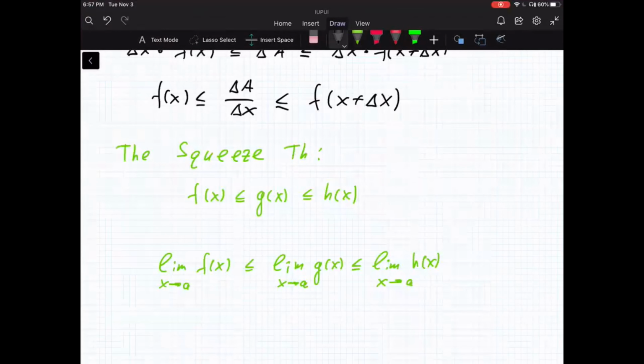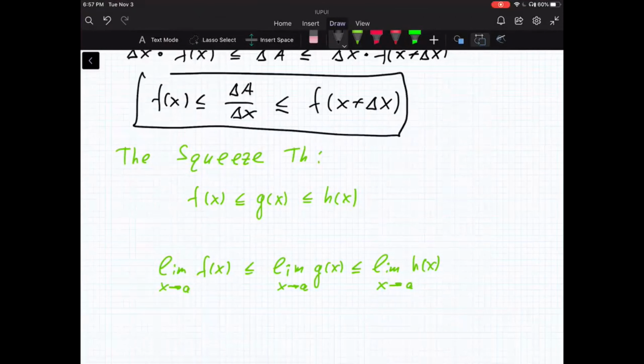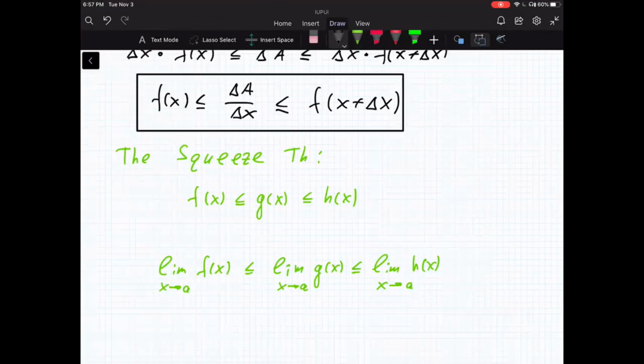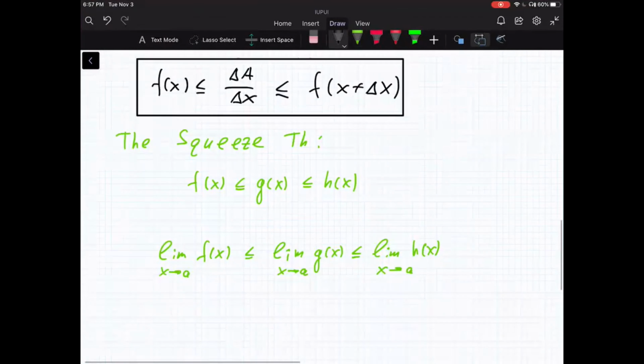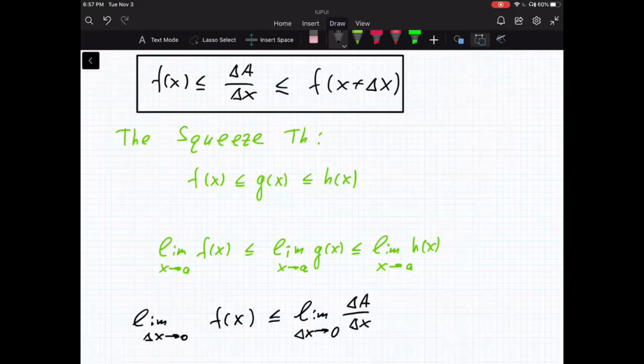And let's apply this squeeze theorem in our case, when you have this inequality of three functions. Let's consider the limit when delta x goes to 0. So what will we have? We'll have that the limit when delta x goes to 0 of f of x is less or equal than the limit of delta A divided by delta x when delta x goes to 0, and is less than the limit of f of x plus delta x when delta x goes to 0.